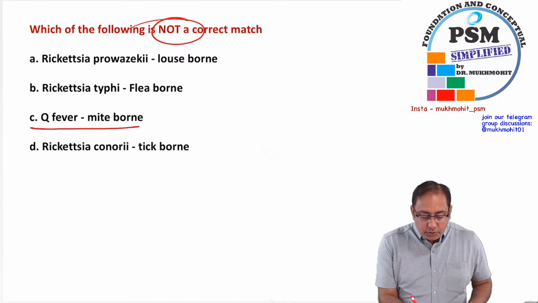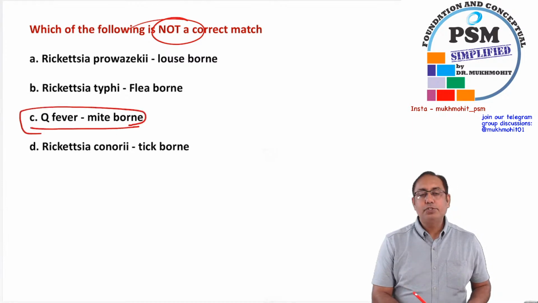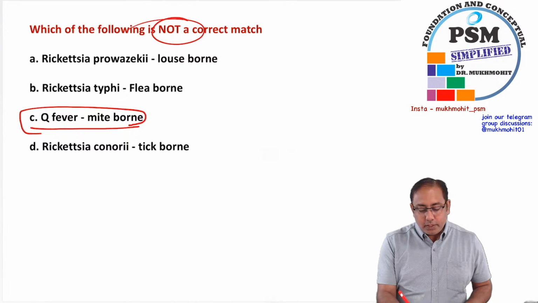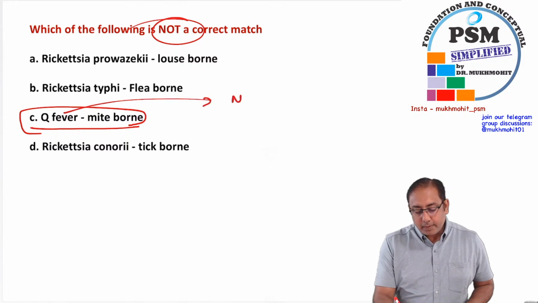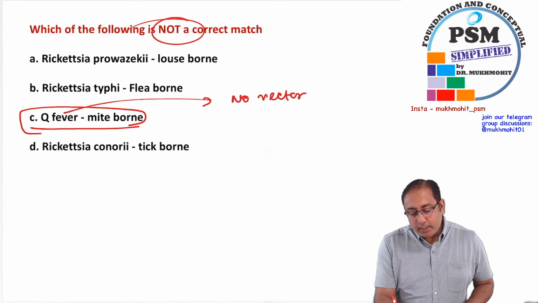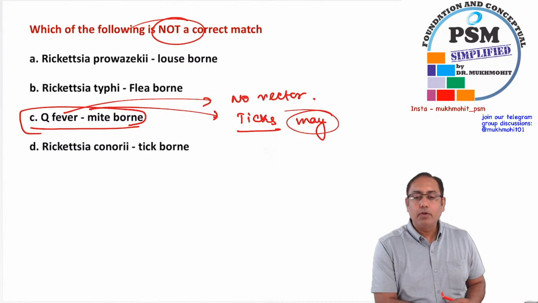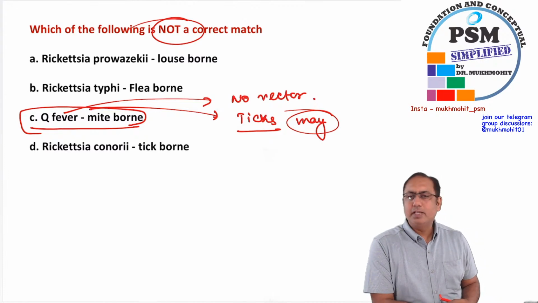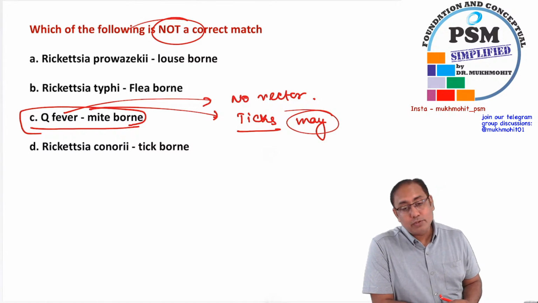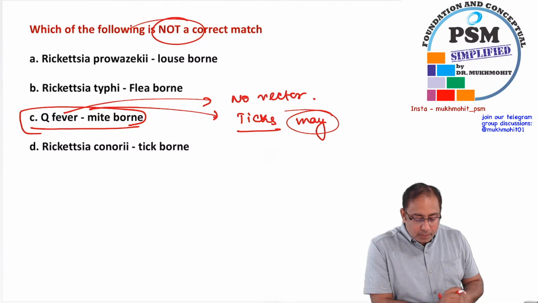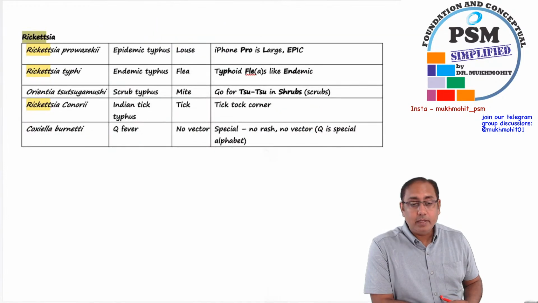Absolutely correct. It is Q fever, which is not usually mite-borne. Q fever usually has no vector. If at all, in an MCQ it can be there, ticks may transmit, but not all the time. Ticks would be reservoirs in Q fever. Generally speaking, Q fever does not have any vector. It is airborne or aerosol transmitted. Q fever is one disease which does not have any vector.